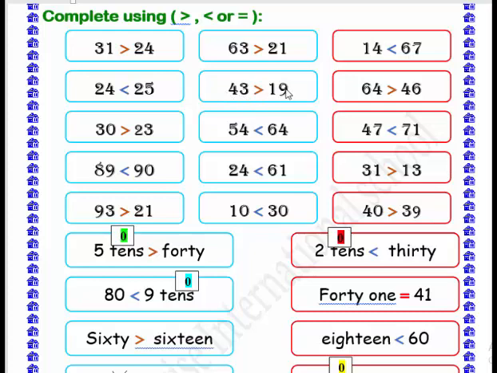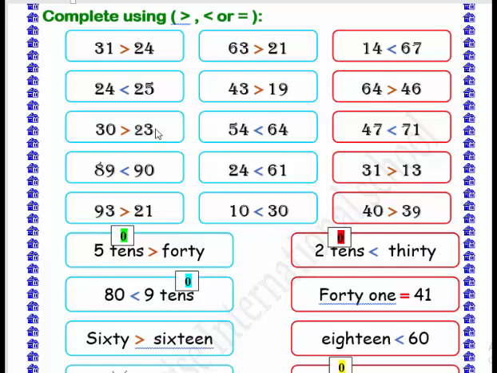43 and 19. Where are the tens in 43? 4. And in 19, 1. Which is bigger? 4. So 43 is bigger than or greater than 19. So the mouse eating or looking at 43. 64 and 46. Where are the tens in 64? 6. And where are the tens in 46? 4. Which is bigger? 64. So the mouse eating 64.